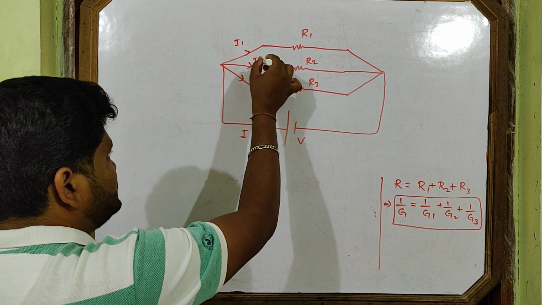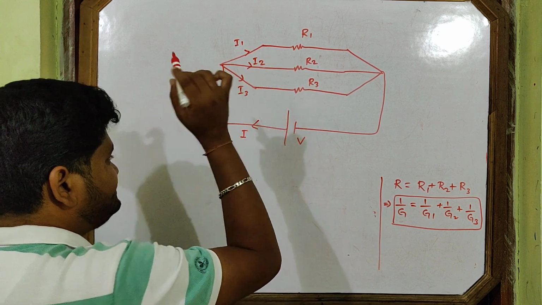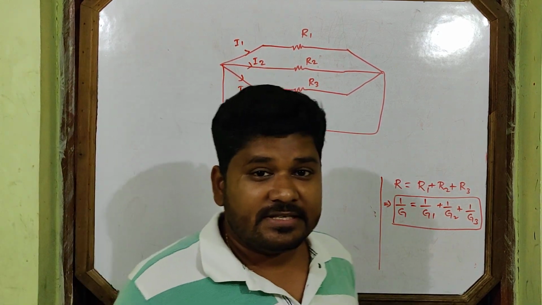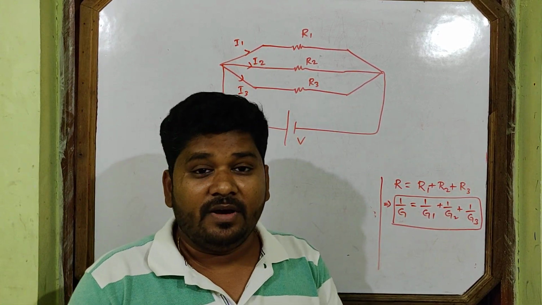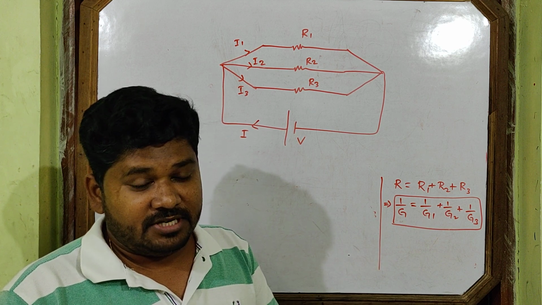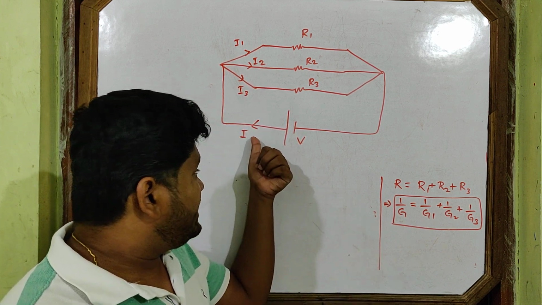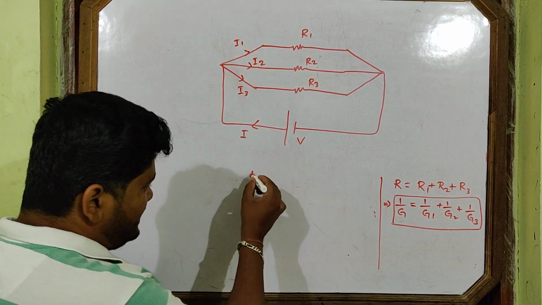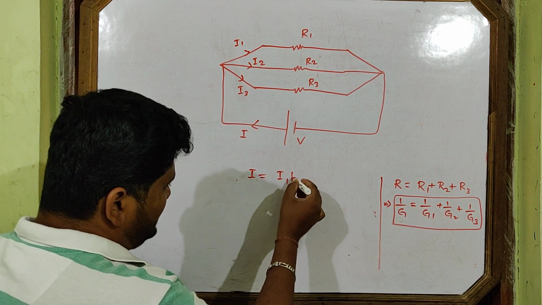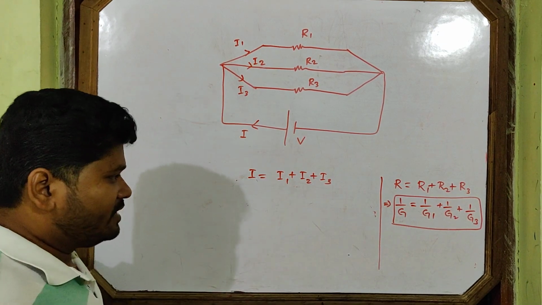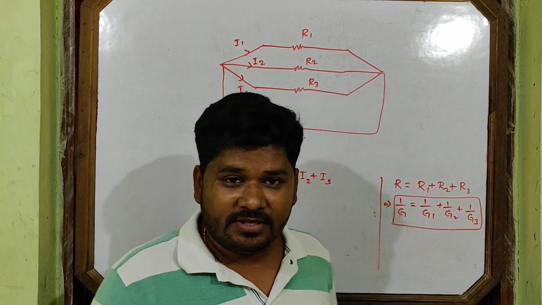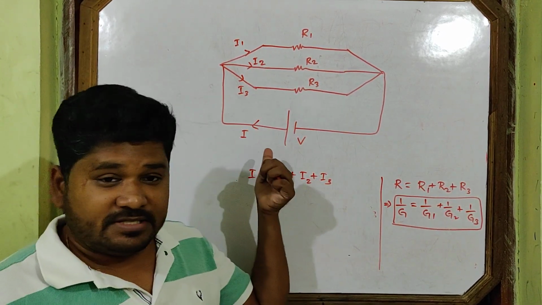I1, I2, I3. The current divides here into three parts, I1, I2, I3, such that the net current I is equal to I1 plus I2 plus I3. So understand this one: here the current divides.